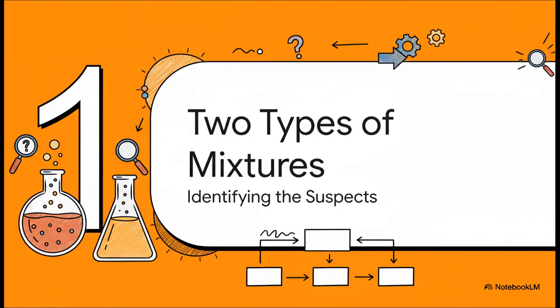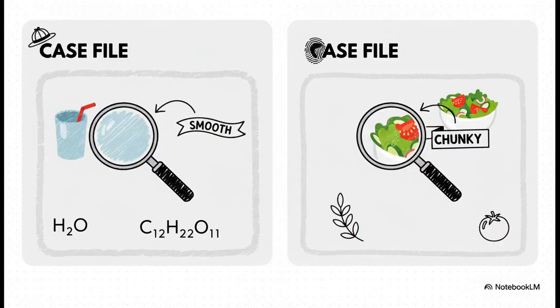So now that we've got a handle on what a mixture is, let's learn how to spot the two main types you're going to run into out in the wild. This is how we'll classify our evidence, detective. We can basically sort our mixture suspects into two groups, smooth or chunky. Now, the scientific term for the smooth ones is homogeneous, and for the chunky ones, it's heterogeneous. Really, it all just comes down to whether or not you can see the different ingredients.